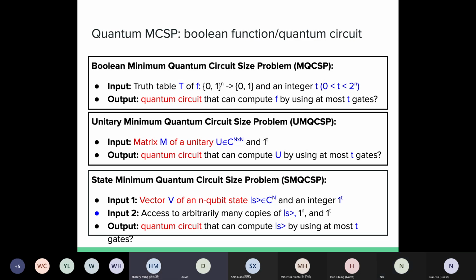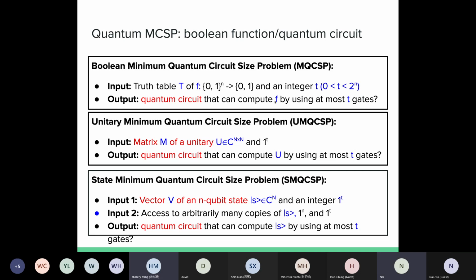Sorry, I just have some definition question. What's the difference of all the input T in the three problems? It looks like in the first Boolean problem, you are given the function and you decide whether larger T you can compute it or not. And for the unitary, I'm not sure whether the one T is identity T or.